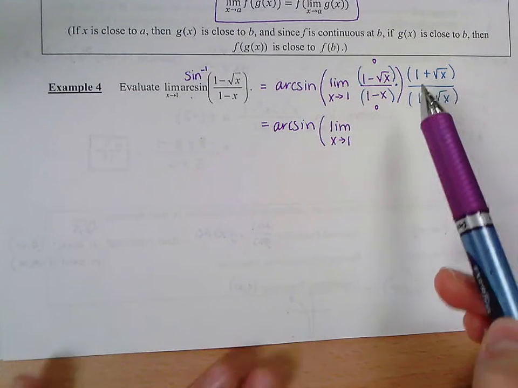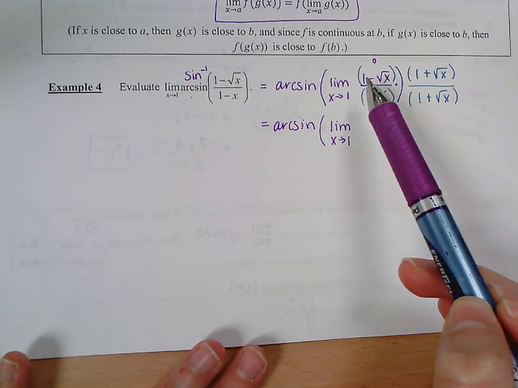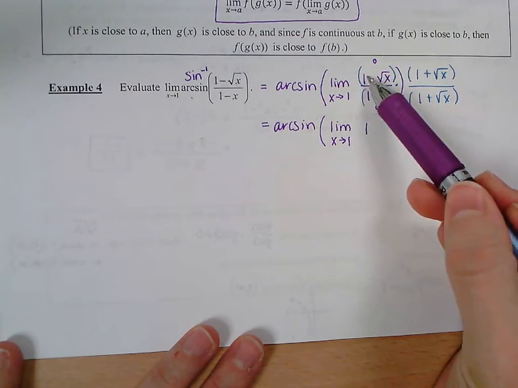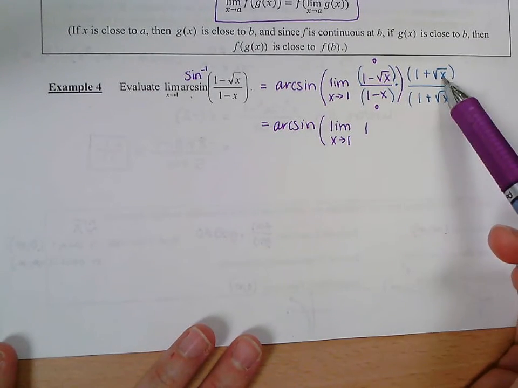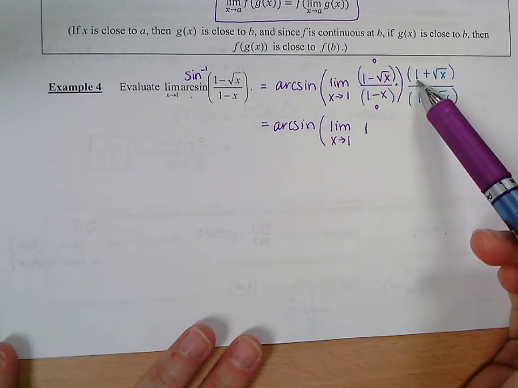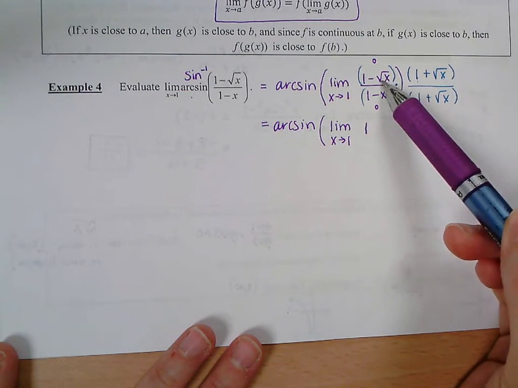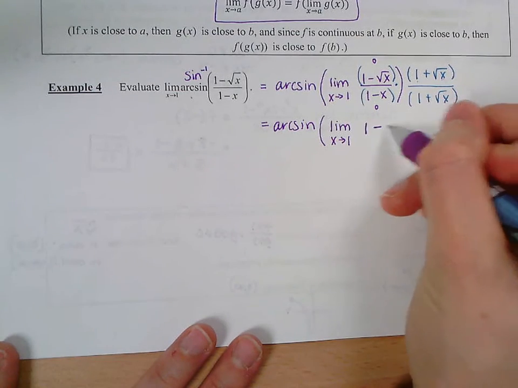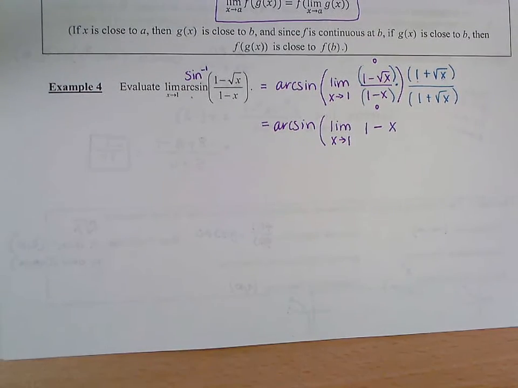So along the top, when you multiply by the conjugate, you are foiling. I have 1 times 1 is 1. My two middle terms should cancel: 1 times positive root x, and then negative root x times 1. Those are going to cancel out. And then negative root x times positive root x would just be minus the square root of x squared, which is just x, so the square roots cancel out.